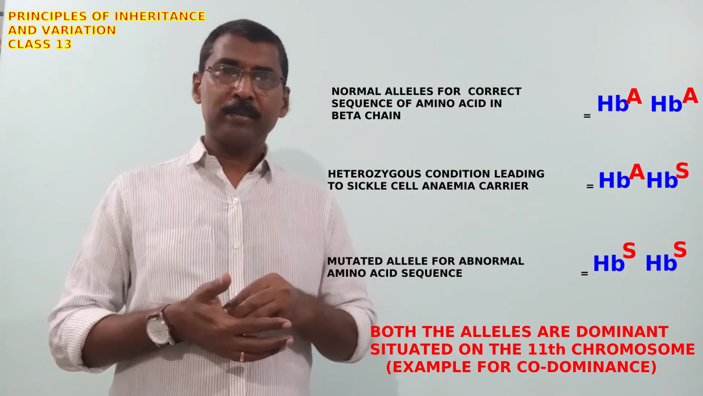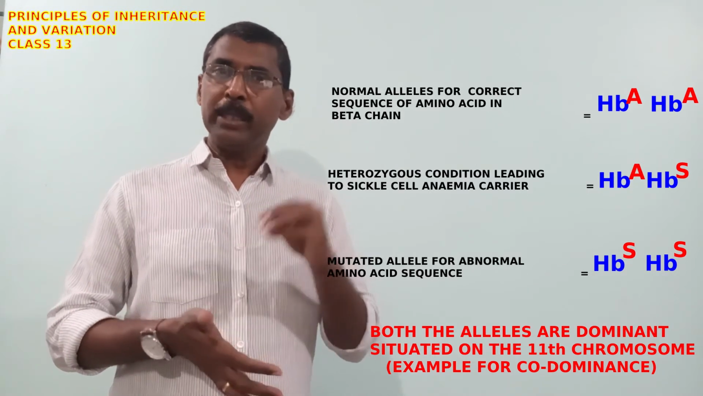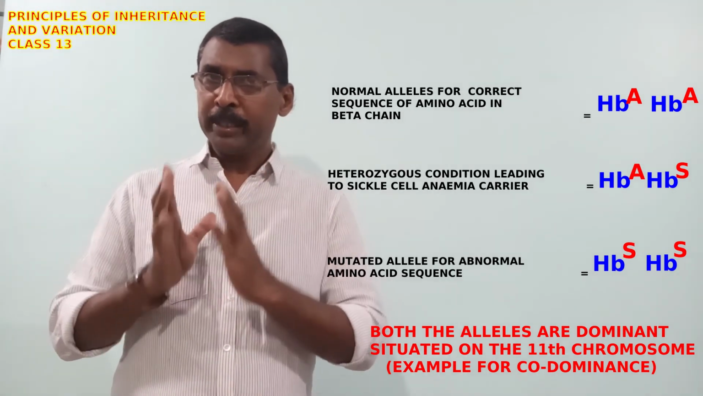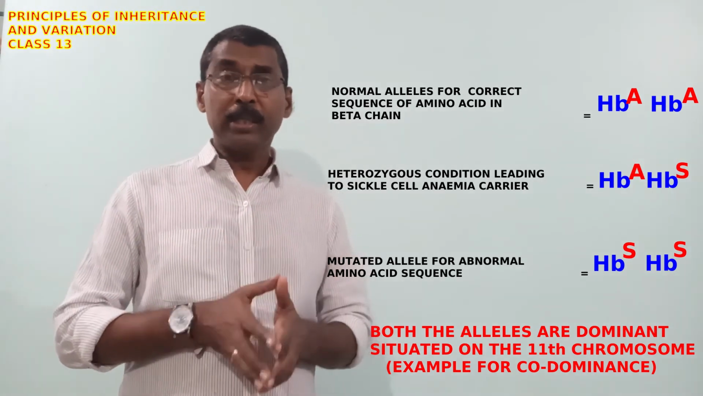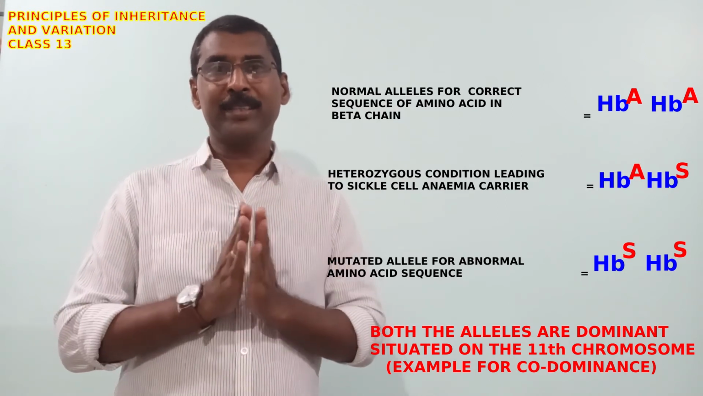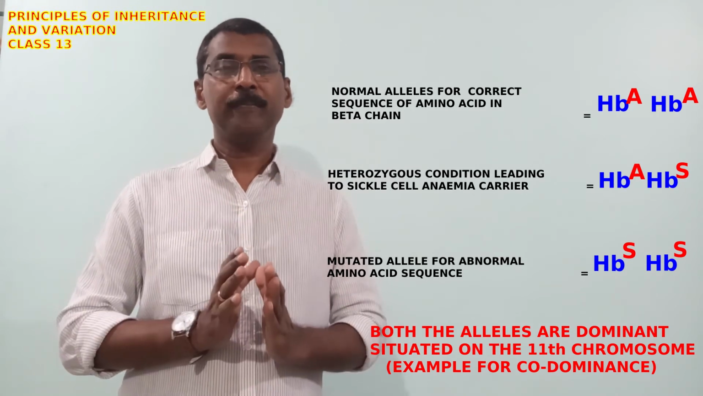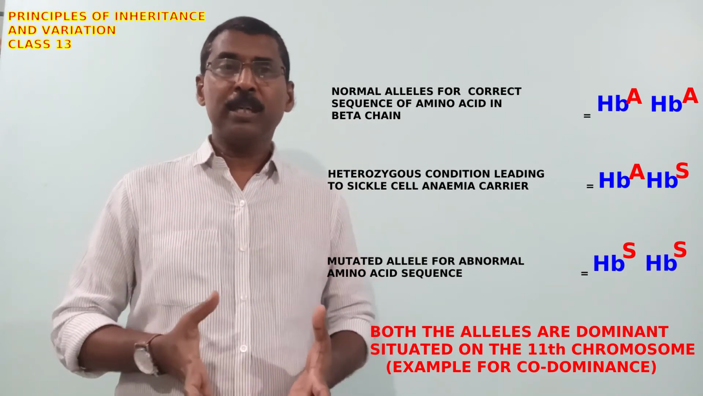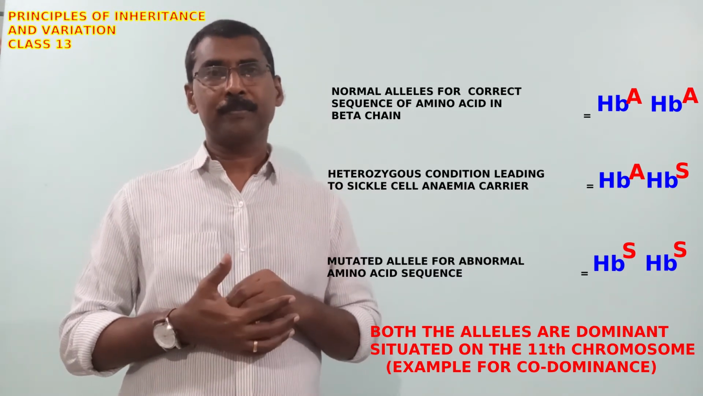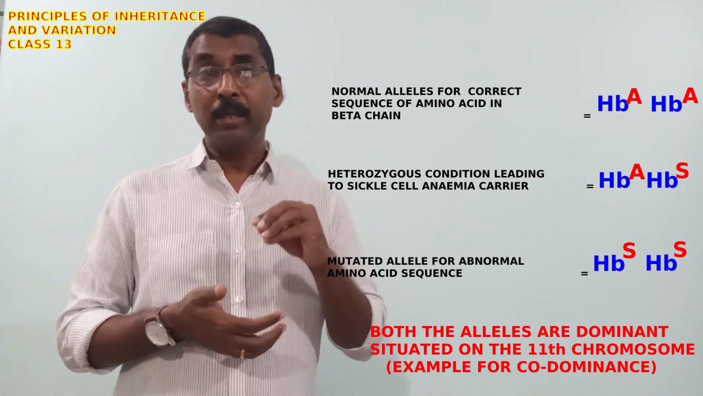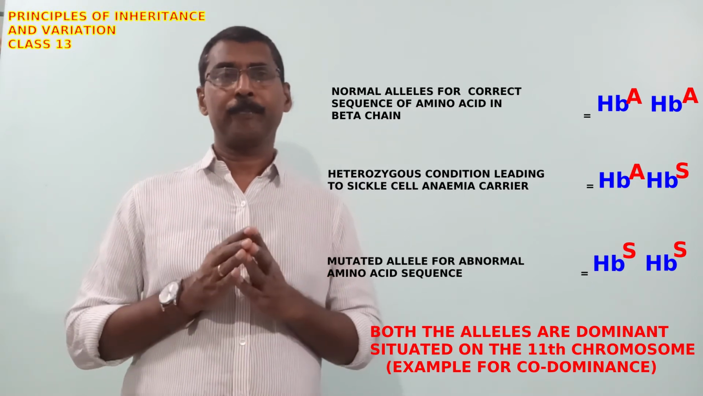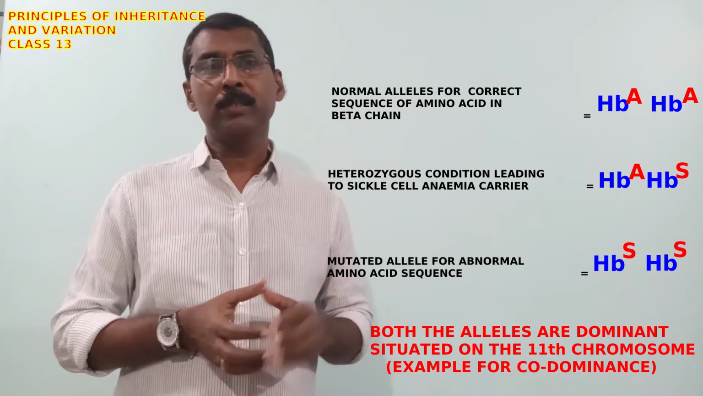So in a carrier with the genotype HbAHbS, both the normal dominant allele and the mutated allele exist side by side, and they express their phenotype side by side. That means in such a person with the genotype HbA, HbS, 50% of the RBCs would be normal and 50% of the RBCs would be sickle shaped.